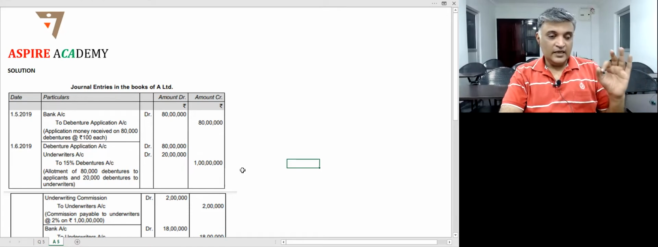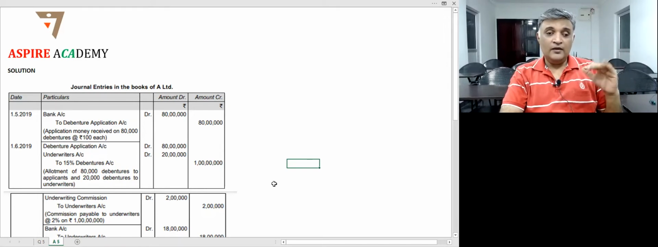That is the second entry. Which means we will be allotting 80,000 debentures to the public and the remaining 20,000 debentures will be allotted to the underwriters. Right? So total is 100,000 or 1 lakh debentures. So 80,000 debentures will be allotted to the general public and 20,000 debentures will be allotted to the underwriters. That is the second entry.